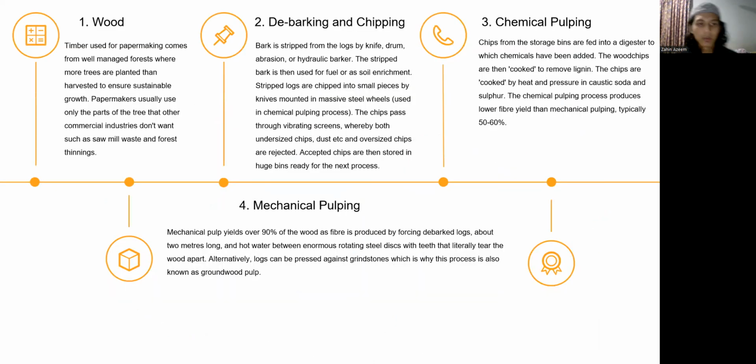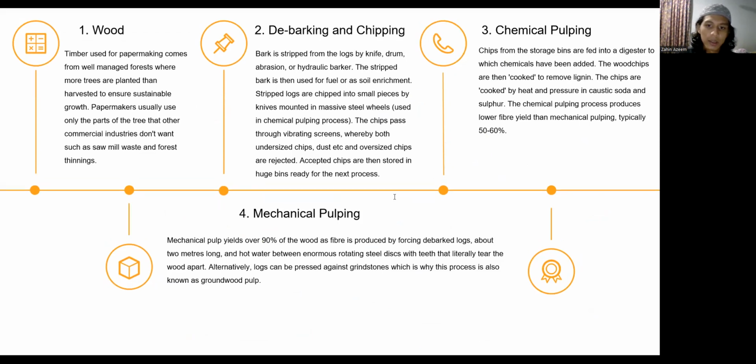The first part is from the wood. Timber used for paper making comes from well-managed forests where more trees are planted than harvested to ensure sustainable growth. Paper makers usually use only the part of the tree that other commercial industries don't want, such as sawmill waste and forest thinnings.